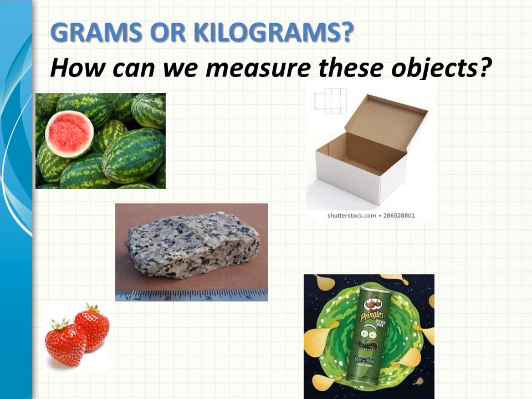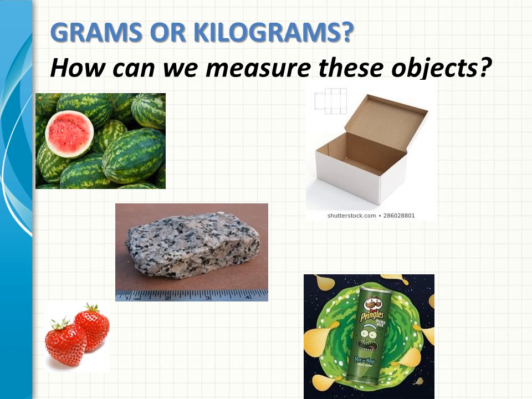Now let us see, grams or kilograms. How can we measure these objects that we see here? Would we measure in grams or in kilograms? I have a watermelon here. When you buy a watermelon in the grocery store, is it very light or very heavy? This is what we'll be doing with these pictures. For the heavy ones, they are measured in kilograms, but the light ones are measured in grams. Light ones in grams, heavy ones in kilograms.